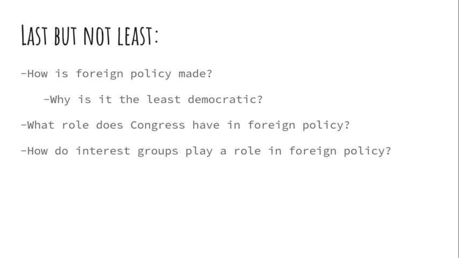And then finally, how do interest groups play a role in foreign policy? Interest groups are a unique element of American democracy. They can play a role in foreign policy in terms of shaping the agenda, but they don't do much of the work of crafting the policies themselves. So, like with domestic policy, interest groups are most effective when they're focused on a single issue, especially if that issue is narrow. Narrow meaning just a very specific element.